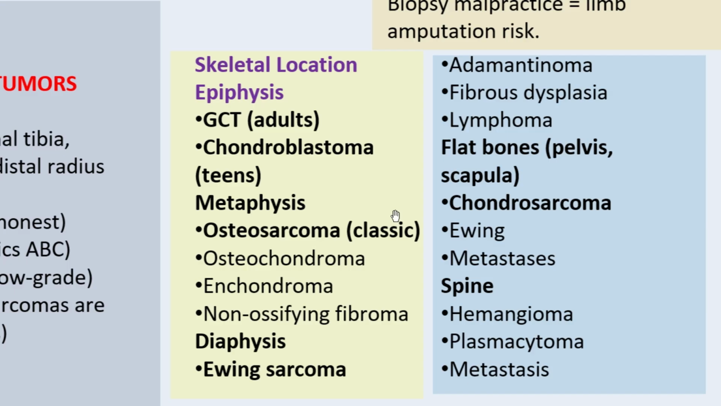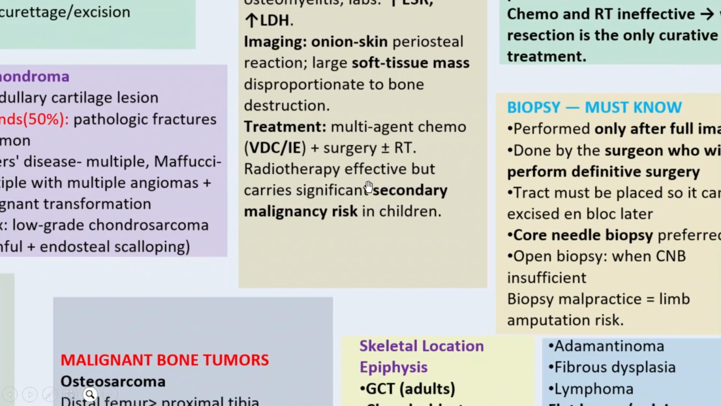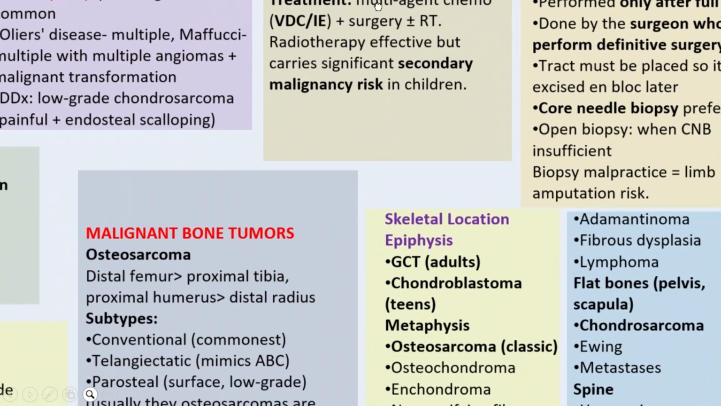Then if the tumor is in the metaphysis, that is the region just below the growth plate, this is the place where we have a lot of bone growth. Think about osteosarcoma, osteochondroma, enchondroma, as well as the non-ossifying fibroma. And the enchondroma is going to be commonly seen in the hands of patients.